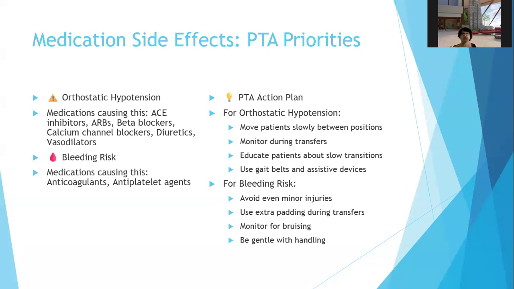So for orthostatic hypotension, we want to gradually, slowly move patients between positions. You really want to monitor that dizziness and lightheadedness during transfers. We want to educate patients how important it is for them to do slow transitions. A lot of people fall when they're jumping up to get the door, or jumping up to answer the phone, or jumping up to run to the bathroom. So really educate them how important it is for their safety to make slow transitions, and use gait belts and assistive devices as much as you need.